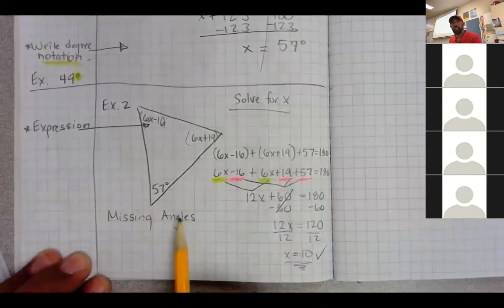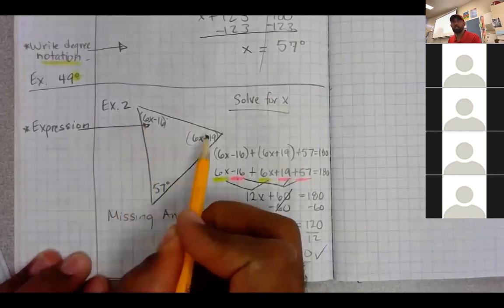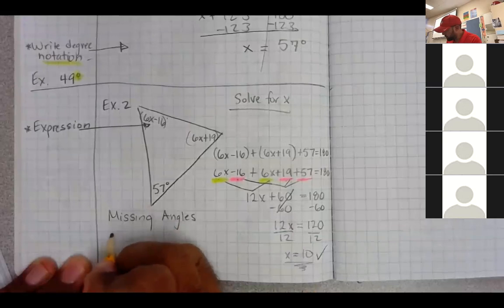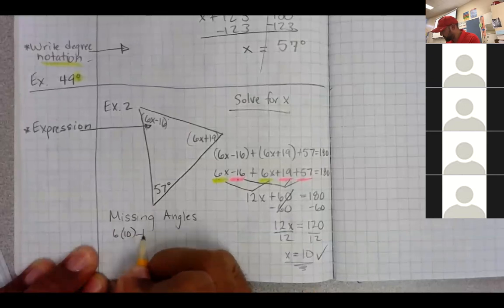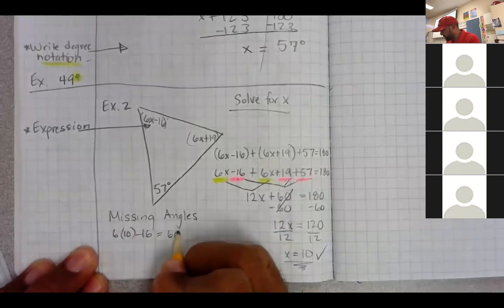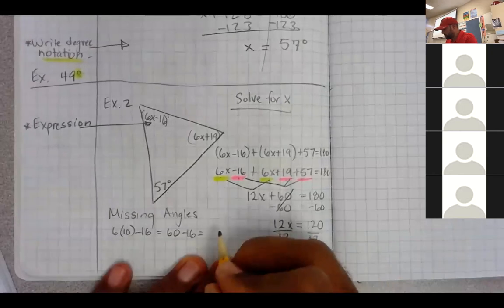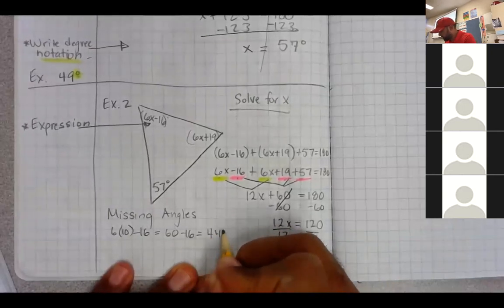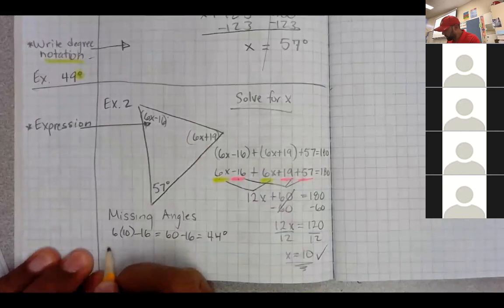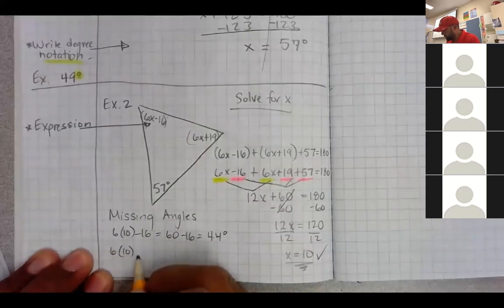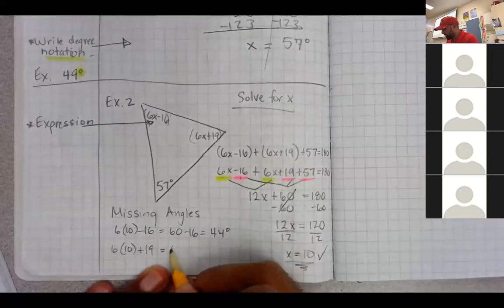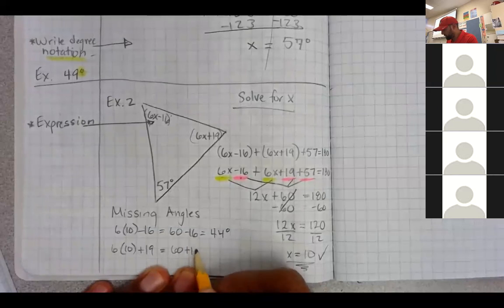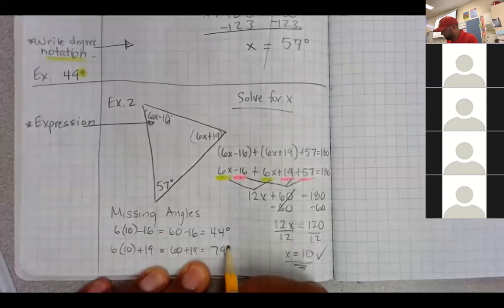Okay, well, to find those missing angles, I would take that value of x and plug it into the expression to find those. All right, so first I would plug it in here to x and multiply 6 and then subtract 16. So that ends up being 60 minus 16, which is 44. So that's one angle. And then the other angle, I do the same thing. Plug in 10, multiply it, 60 plus 19 this time, and then that equals 79.